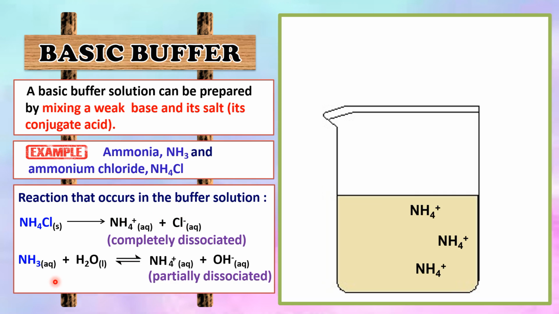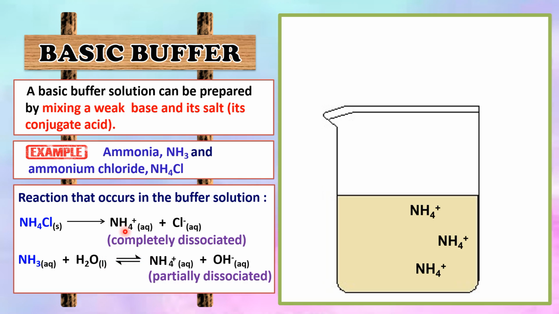The second reaction is the dissociation of the weak base. Ammonia, which exists in aqueous form, will partially dissociate in water and form NH4 plus ion and OH minus ion. So this reaction is a reversible reaction and you have to use the reversible arrow.